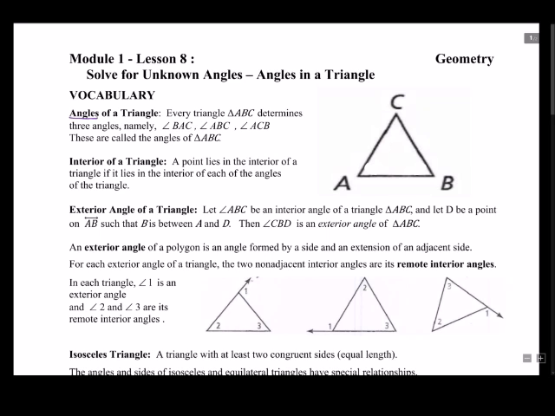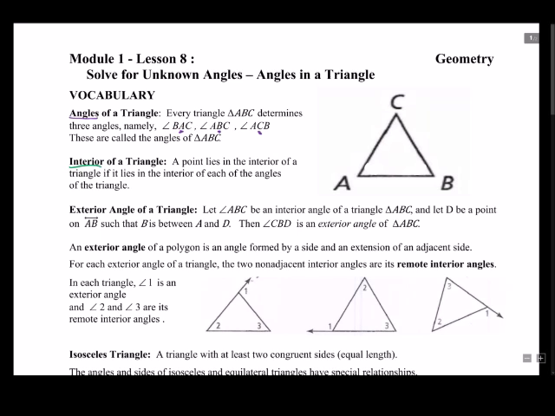Every triangle ABC, we have triangle ABC here, determines 3 angles. And we notice that they are the angles created at the vertices. Angle BAC, there's vertex A, angle ABC, and angle ACB. So we have our 3 angles. These are the angles of triangle ABC.